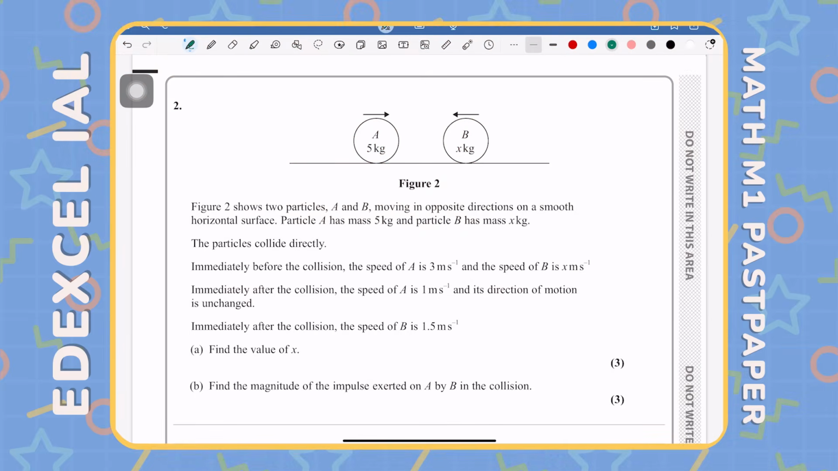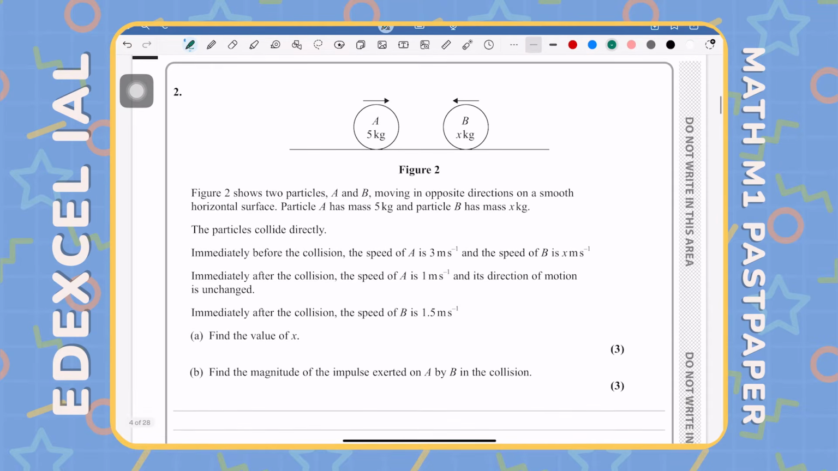All right, now let's solve question number 2. And question number 2 is a question from momentum. Let's see what it says. Figure 2 shows two particles, in fact, A and B, moving in opposite directions on a smooth horizontal surface. Particle A has mass 5 kg and particle B has mass x kg.